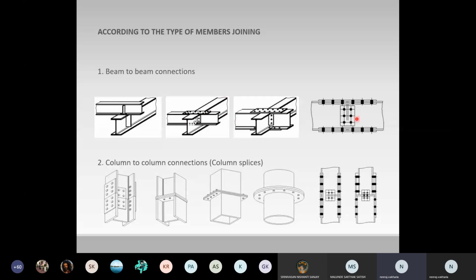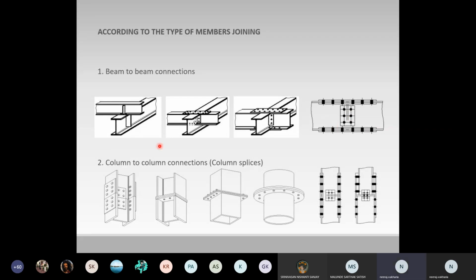And this, as we saw earlier, is the splice, where two shorter members are connected to create one longer member, due to unavailability in the market maybe, or maybe due to transportation also. If you can see, the flat plates are in front and behind, connected with rivets or bolts. This can also be achieved by welding.